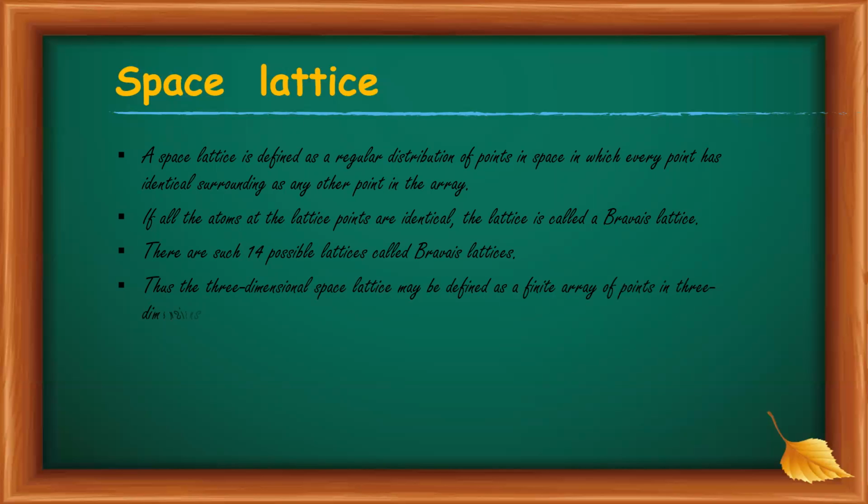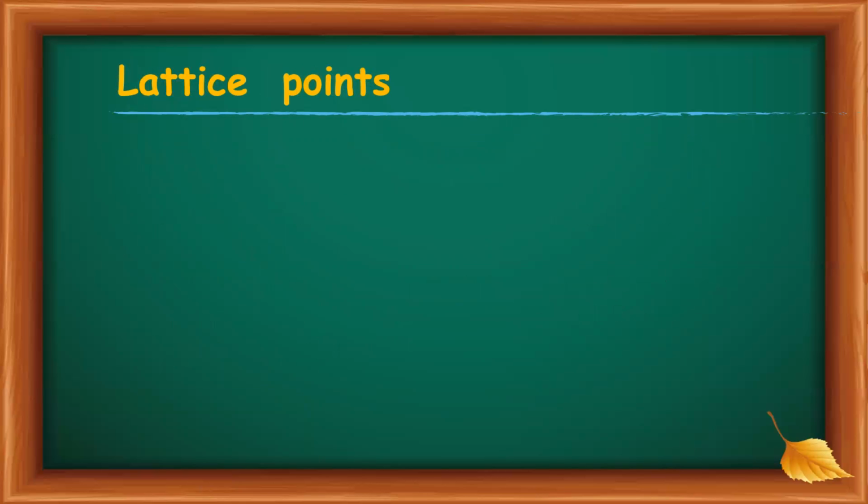Thus, the three-dimensional space lattice may be defined as a finite array of points in three dimensions in which every point has an identical environment as any other point in the array. The arrays are arranged exactly in a periodic manner. Then, lattice points.